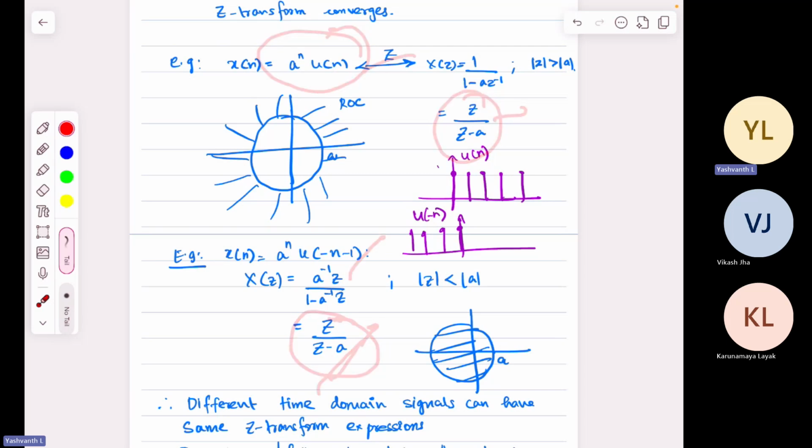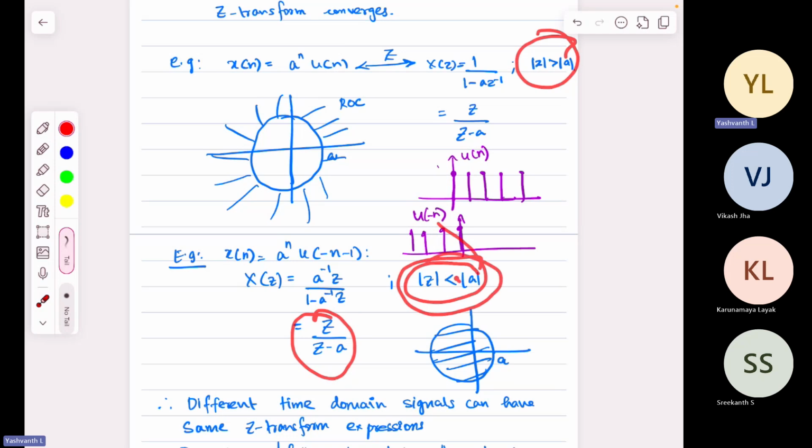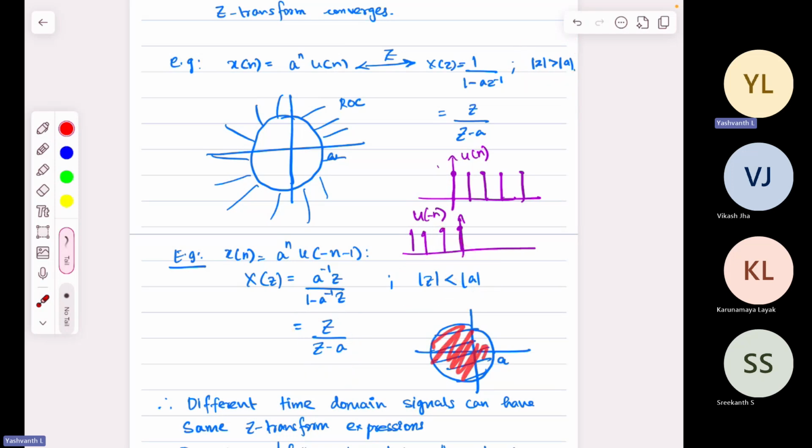Then where is the difference? The difference is in the ROC. Just like in Laplace transform we saw that two different time domain signals can have the same Laplace transform but their ROCs will differ, similarly even for discrete time signals, you can have two different discrete time signals mapping to the same Z transform, but their ROCs can be very different. In fact, here it is mod z less than mod a, that is, the interior part of the circle mod z equal to a. But for the previous signal, it is mod z greater than mod a, that is, the exterior part of the circle mod z equal to a.